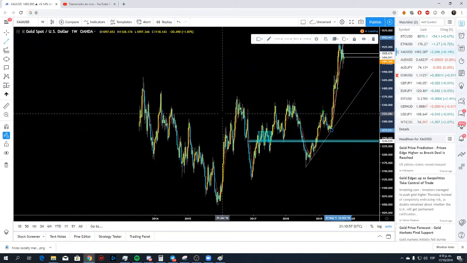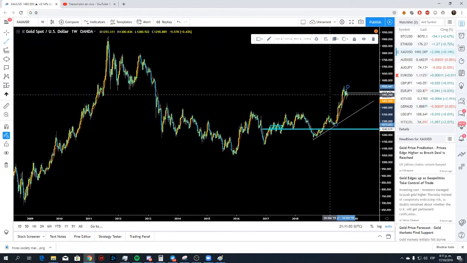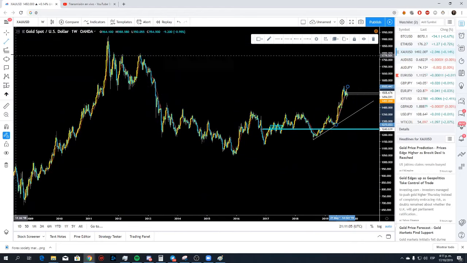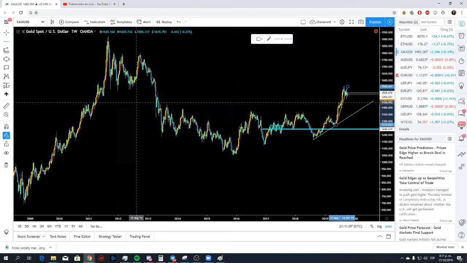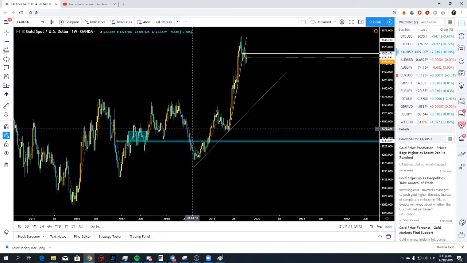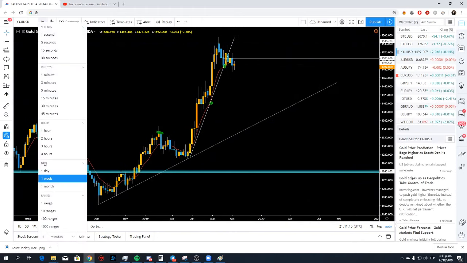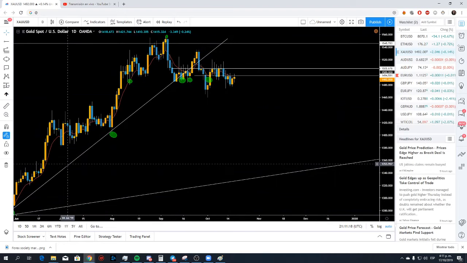Nothing too much. It failed. You got this resistance here. That's why it failed to break above that level. You got that. Let's go to the daily chart.